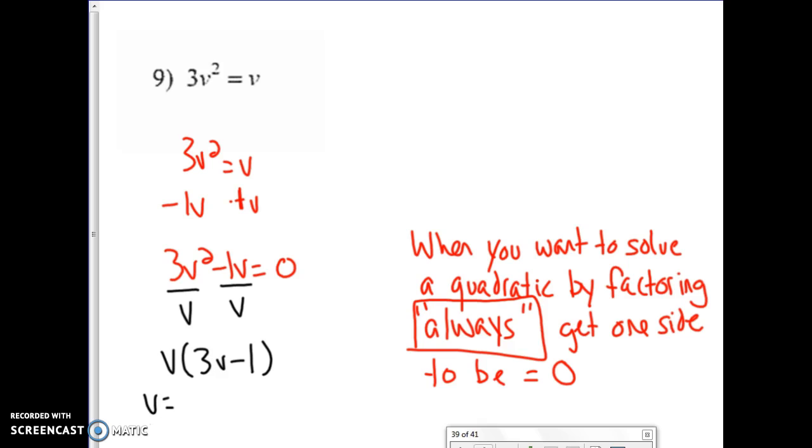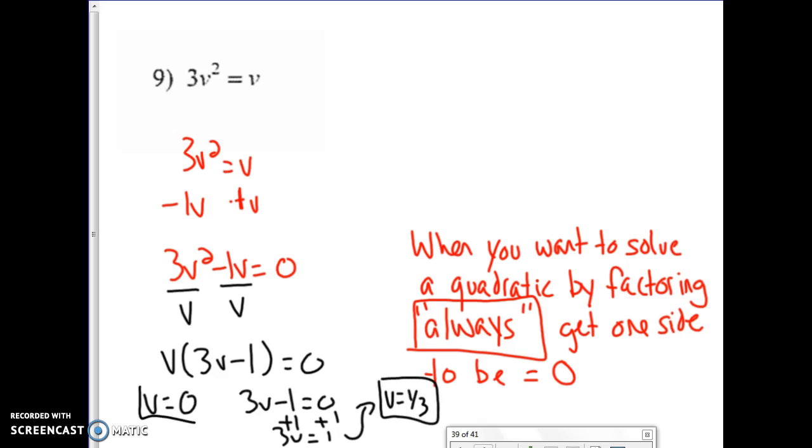And then I just set each factor equal to 0. So I have 3v minus 1 equals 0. I get v to be 0. Add 1, add 1. I get 3v equals 1. So that means that v equals 1/3 and 0. So let's look at the next one.